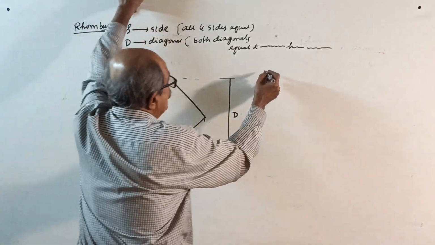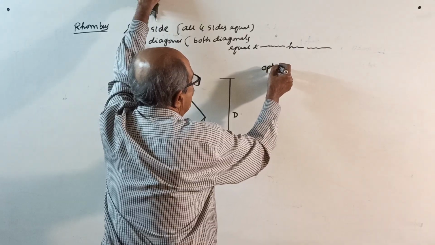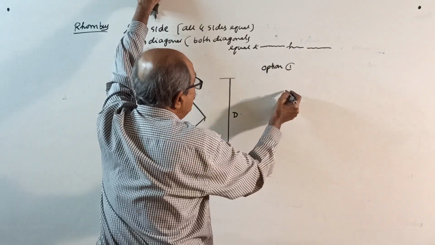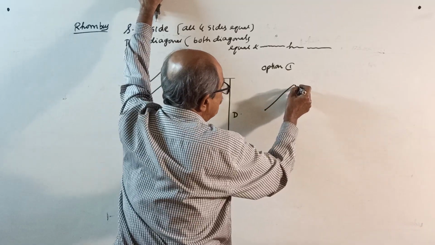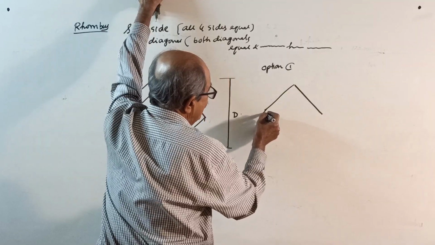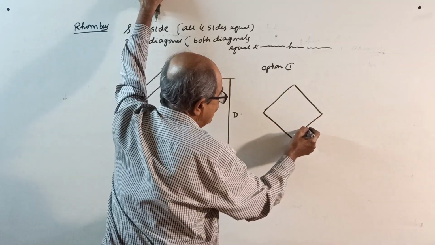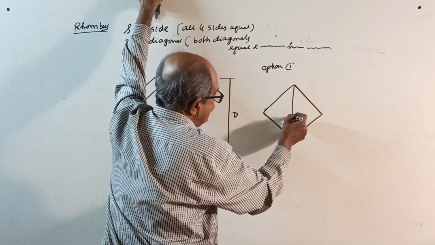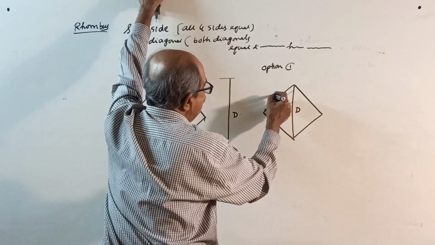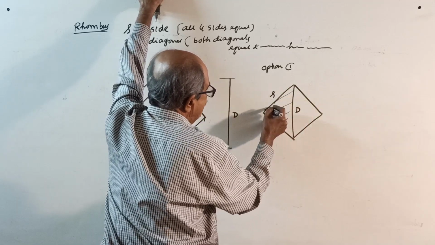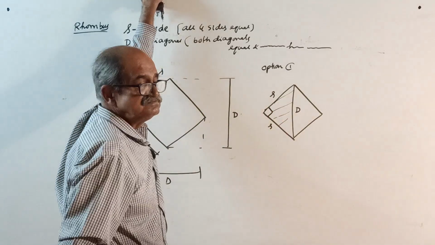Now two options for you. Option 1. You do this way. When you do a problem later, you stick to one of the options. Later, if it is not clear, you yourself are responsible. This is D. This is S. This is S. This is a right angle.